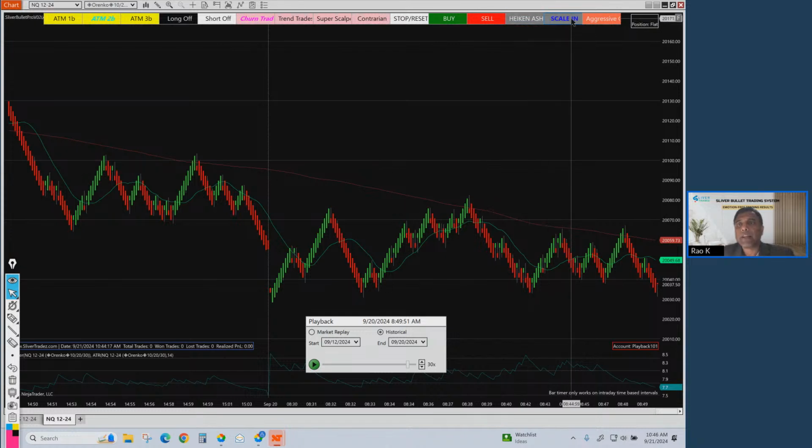Scale in, as I mentioned, it will automatically scale in and scale out. You can turn it off. In that case, it will not scale in, scale out. We have also added a new feature for auto stop adjustment. It will narrow down the stop loss automatically as well if the market is not going in the right direction. And then the aggressive mode. Aggressive mode is another feature. The default is defensive mode.